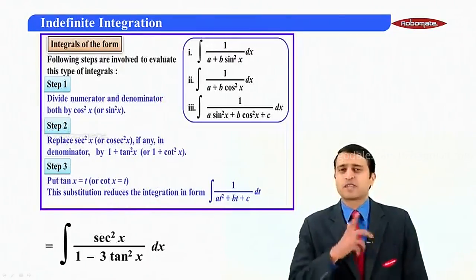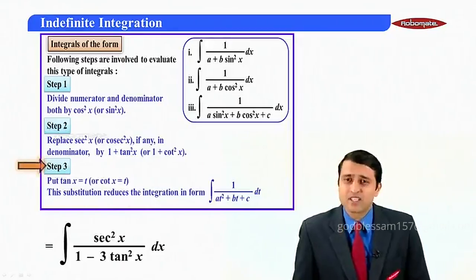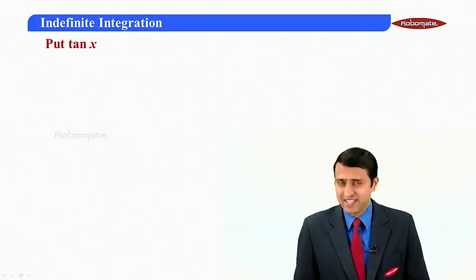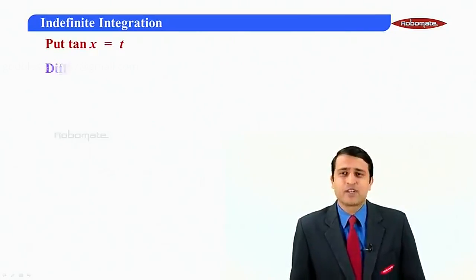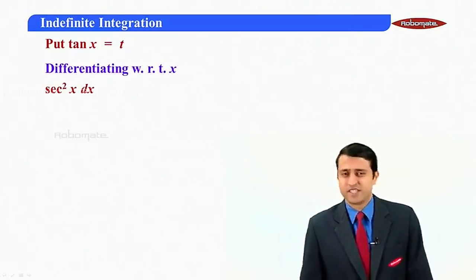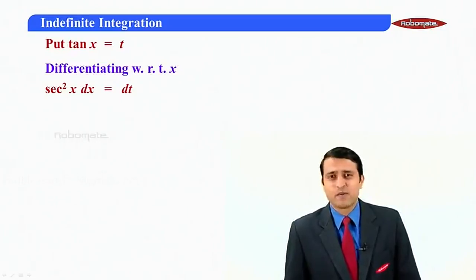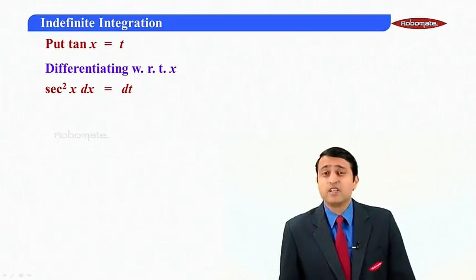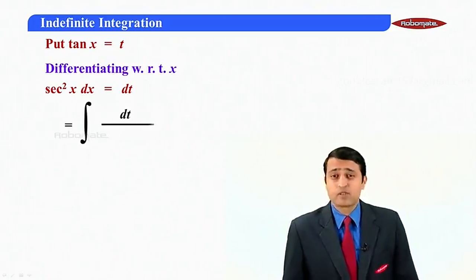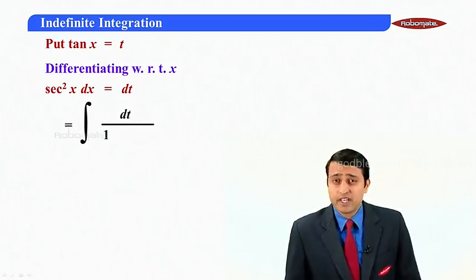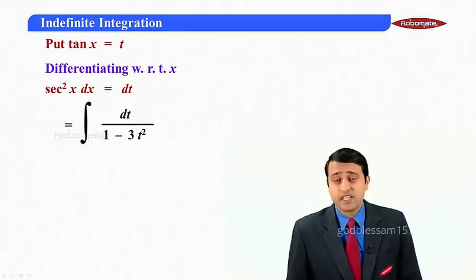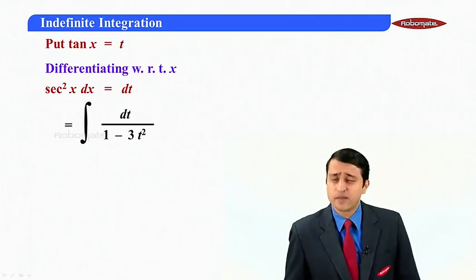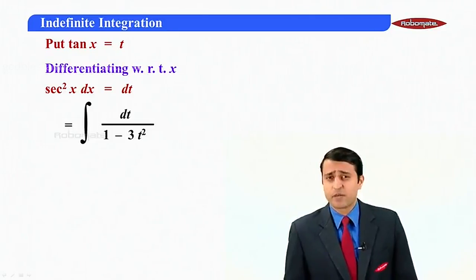Now my dear students, step 3 is very clear to us. Put tan x is equal to t. So let me write here directly. Put tan x is t. Next step is differentiating with respect to x. Is that okay? Sec square x dx will become dt. So can you recall what will be there in the integral? So we'll have integral. In place of dx, we'll have dt now. In the denominator, we'll get 1 minus 3t square. There is no middle term. There is no need to do any steps. Directly it is in the perfect square method form.